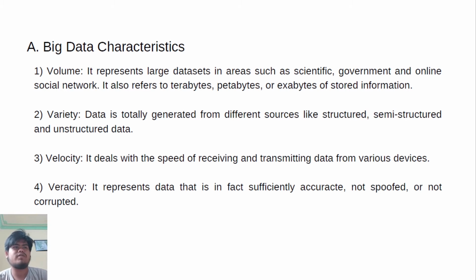Number 2, variety. Data is generated from different sources like structured, semi-structured, and unstructured data. And then velocity. It deals with the speed of receiving and transmitting data from various devices. Number 4, veracity. It represents data that is in fact sufficiently accurate, not spoofed or corrupted.